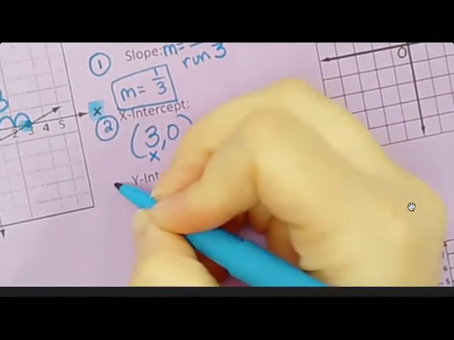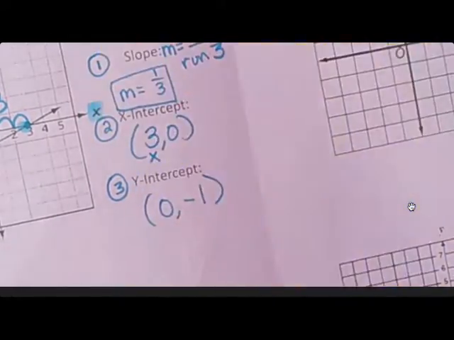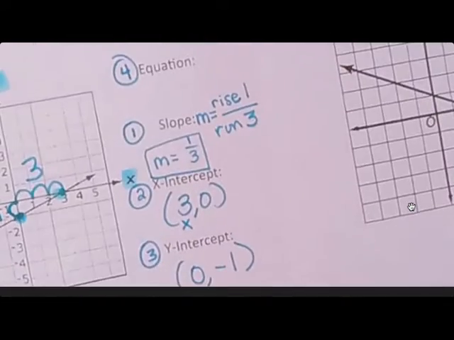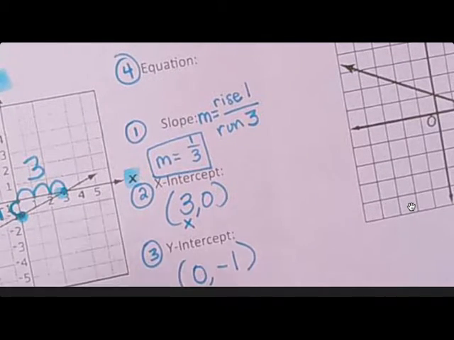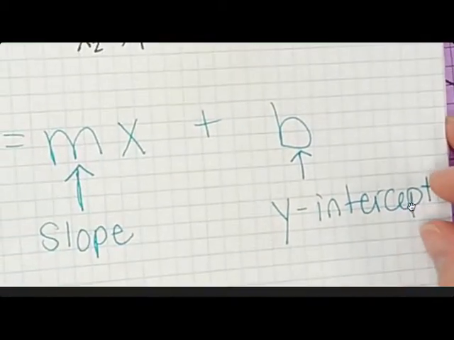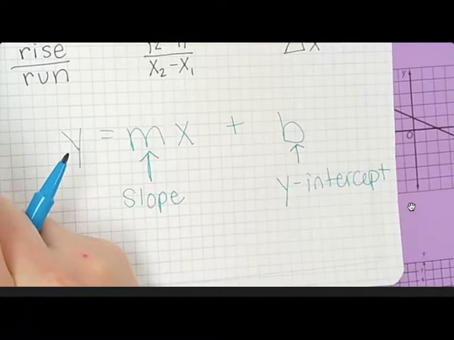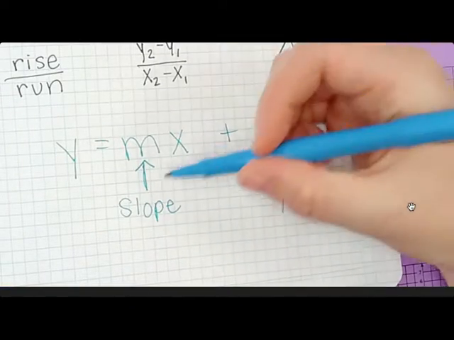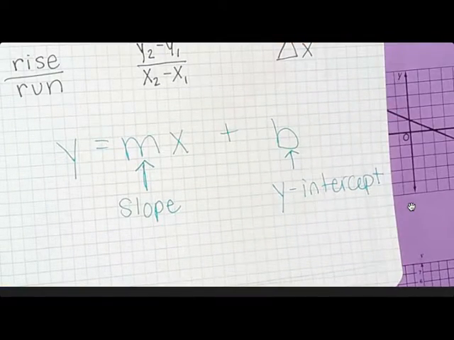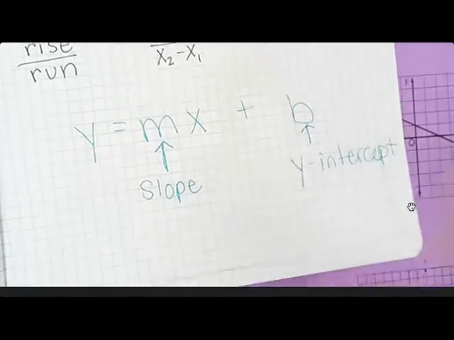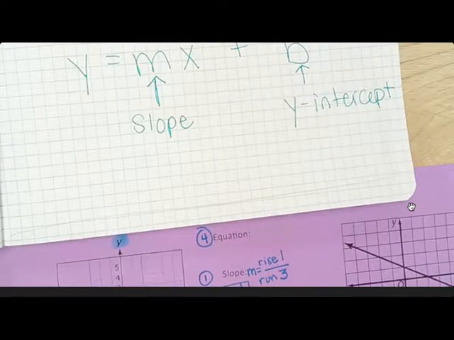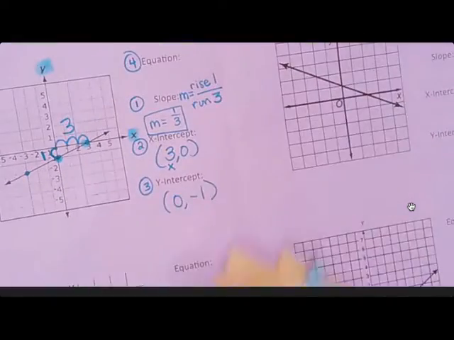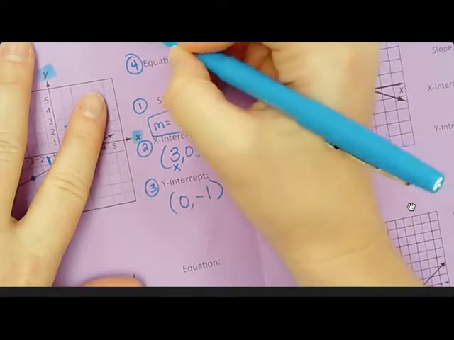Okay, and so that was your third thing. So the fourth task, I guess I should say, is the equation. Let's look back at our notes for writing equations. We just wrote this down: y equals mx plus b, where m is the slope and b is the y-intercept. So this is written as y equals mx plus b.